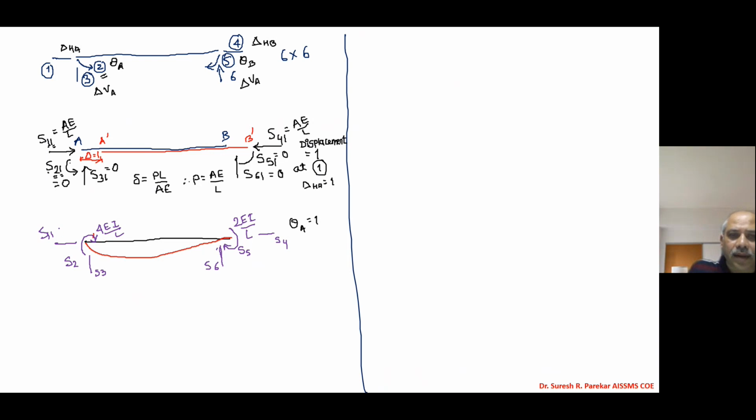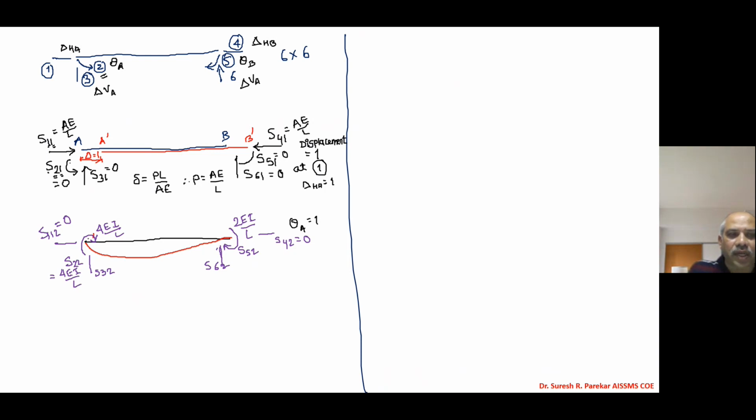Now where we have applied unit displacement at 2, we have S12, S22, S32, S42, S52, and S62. As we have flexural, we do not have any axial action. So I have S12 as 0, then I have S42 as 0, because no axial. Now S22 is equal to 4EI by L.